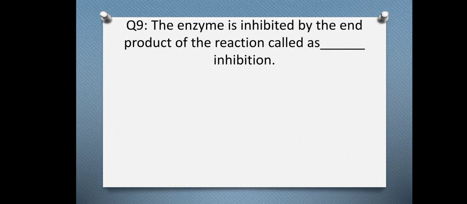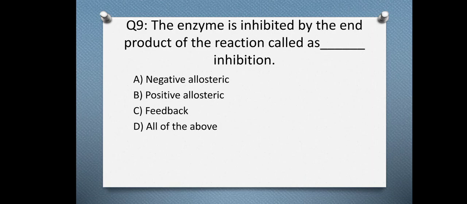Next one, question number 9. The enzyme is inhibited by the end product of the reaction, and the reaction is called dash inhibition. Options are option A, negative allosteric inhibition. Option B, positive allosteric inhibition. Option C, feedback inhibition. And option D, all of the above. The enzyme is inhibited by the end product of the reaction, so this is called feedback inhibition. Option C is the correct answer.